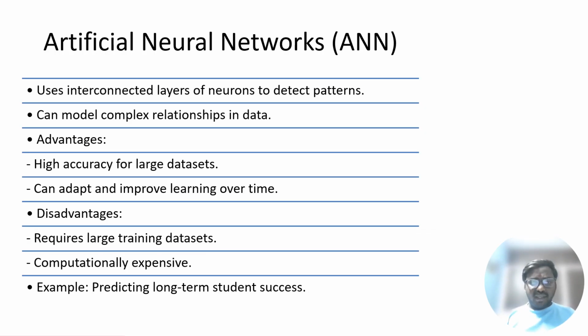Artificial neural networks (ANN) use interconnected layers of neurons to detect patterns and can model complex relationships in data. Advantages: high accuracy for large data sets, and they can adapt and improve learning over time. Disadvantages are that they require large training data sets and are computationally expensive. Example, predicting long-term student success.